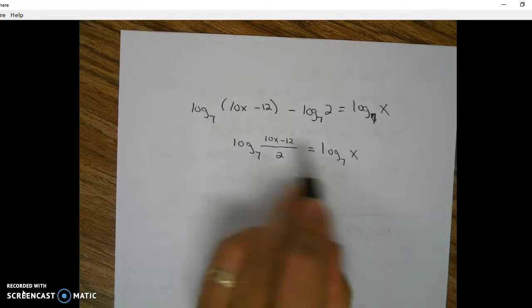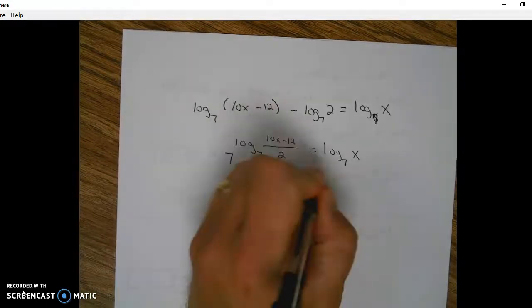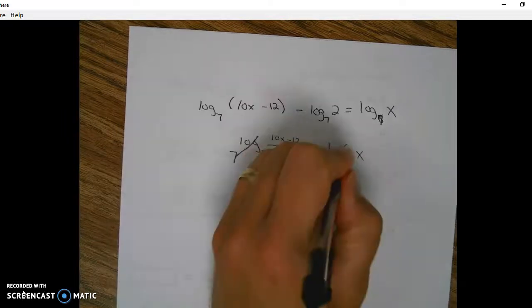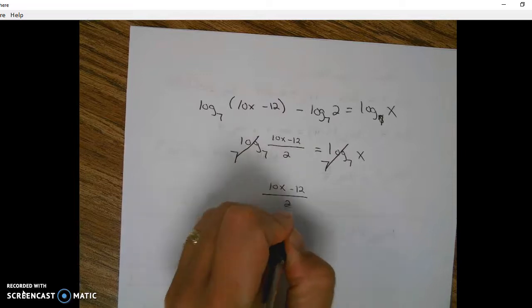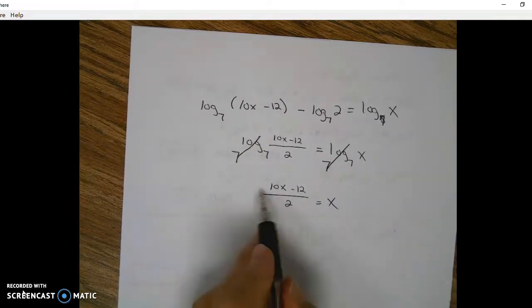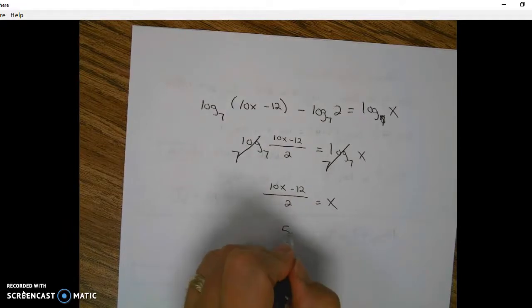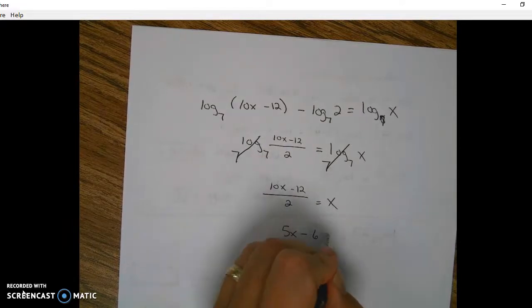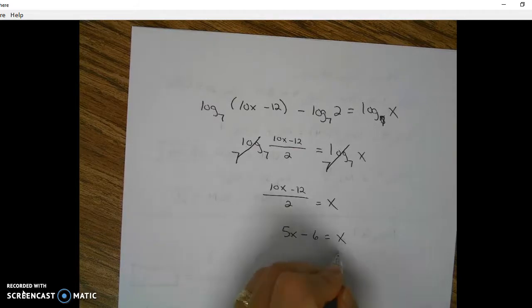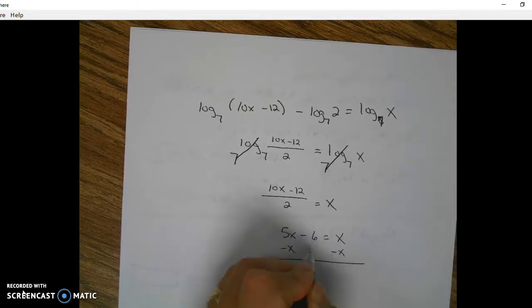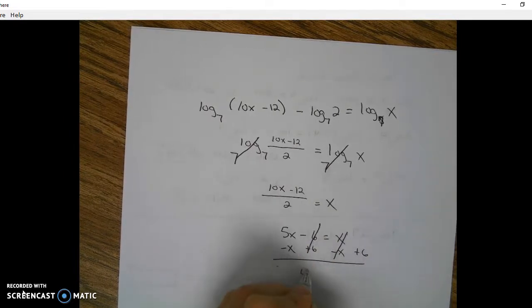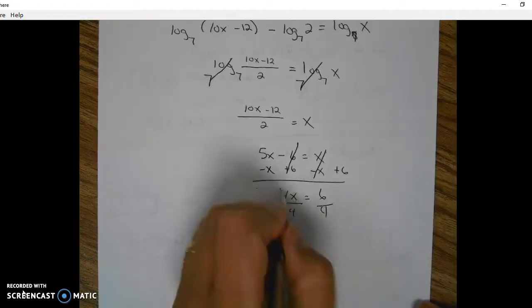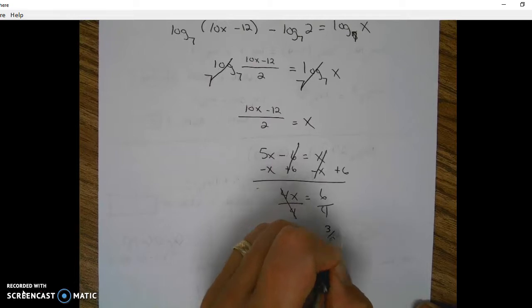Okay, to cancel our 2 logs, they're both base 7, so we're going to raise both of them to base 7 to cancel those out. So we end up with 10x minus 12 over 2 equals x. If I divide both of these by 2, I get 5x minus 6. Subtract the x, add the 6. So we get 4x equals 6. Divide by 4. x equals 3/2.